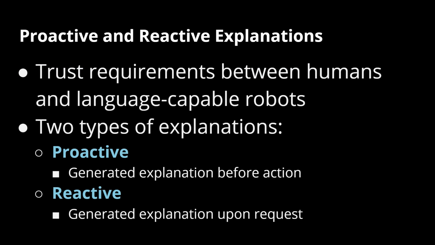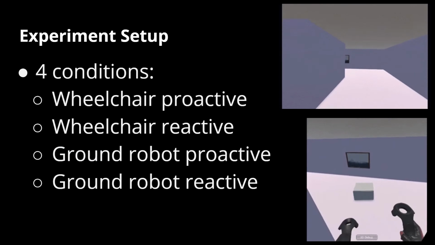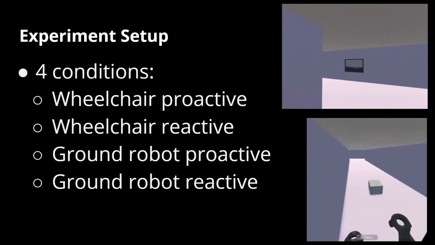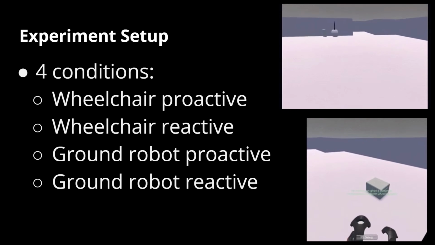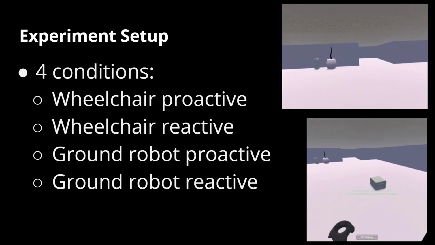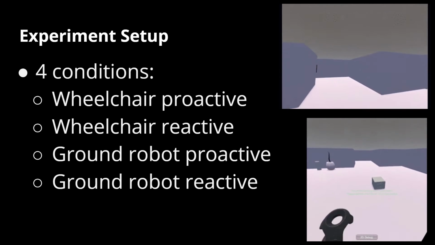You can see with these two different situations that there are varied trust requirements between humans and language-capable robots. This can be addressed with two different types of explanations. There are proactive explanations, where the explanation is generated before the action is taken, and then there are reactive explanations, where the explanation is generated only upon request. And our experiment tested which one was more effective, and we addressed that in our experiment with 4 different conditions. We have wheelchair proactive, wheelchair reactive, ground robot proactive, and ground robot reactive.